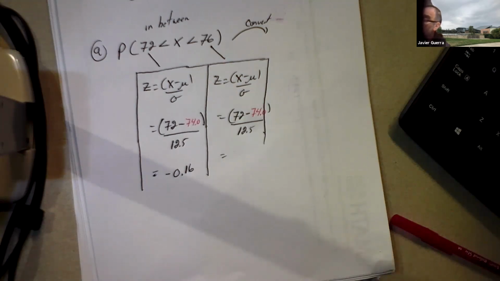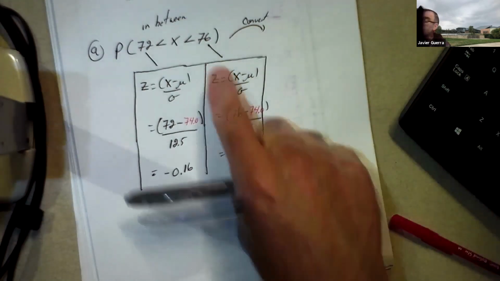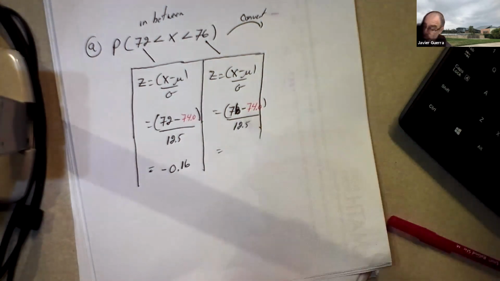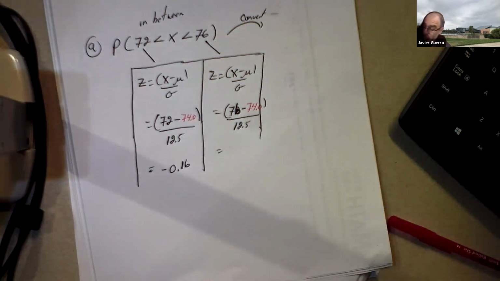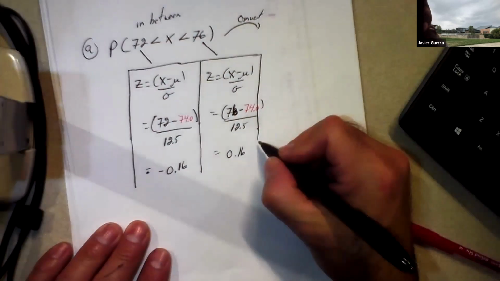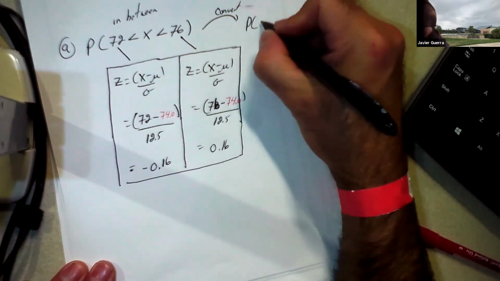Wait a minute. Whoa. I think I messed up. I think this is supposed to be a 76. Am I right? The second one's supposed to be 76. I knew I messed up. That should be a 76. Big boo-boo. Oh, it's positive. Oh, I got a negative and a positive. Interesting. 1 positive, 1 negative.